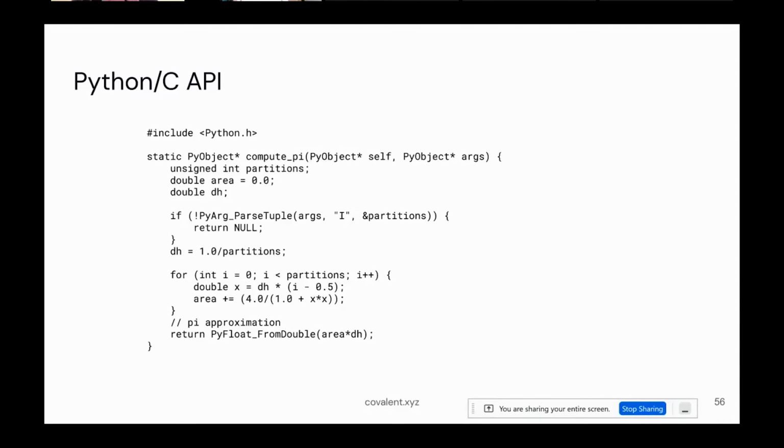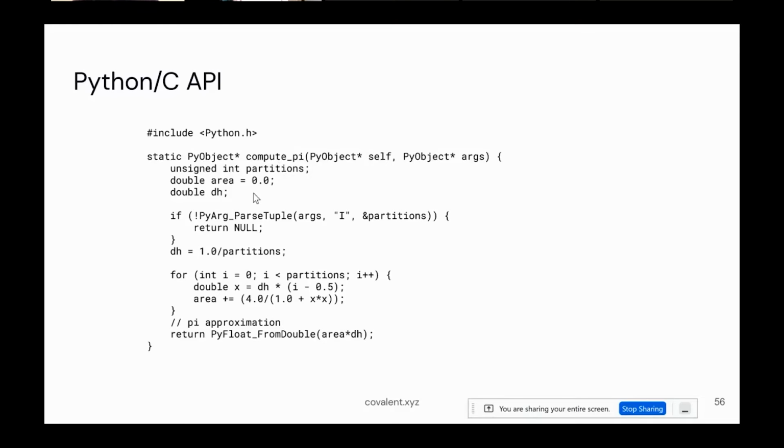And I'm telling this, I want this C function. This C function takes in a Python object. It takes in two Python objects, self and the arguments that need to be passed in from Python to this C function compute pi. I'm declaring a couple of variables, partitions, meaning how many partitions I want to divide that circle into so that I can compute the area.